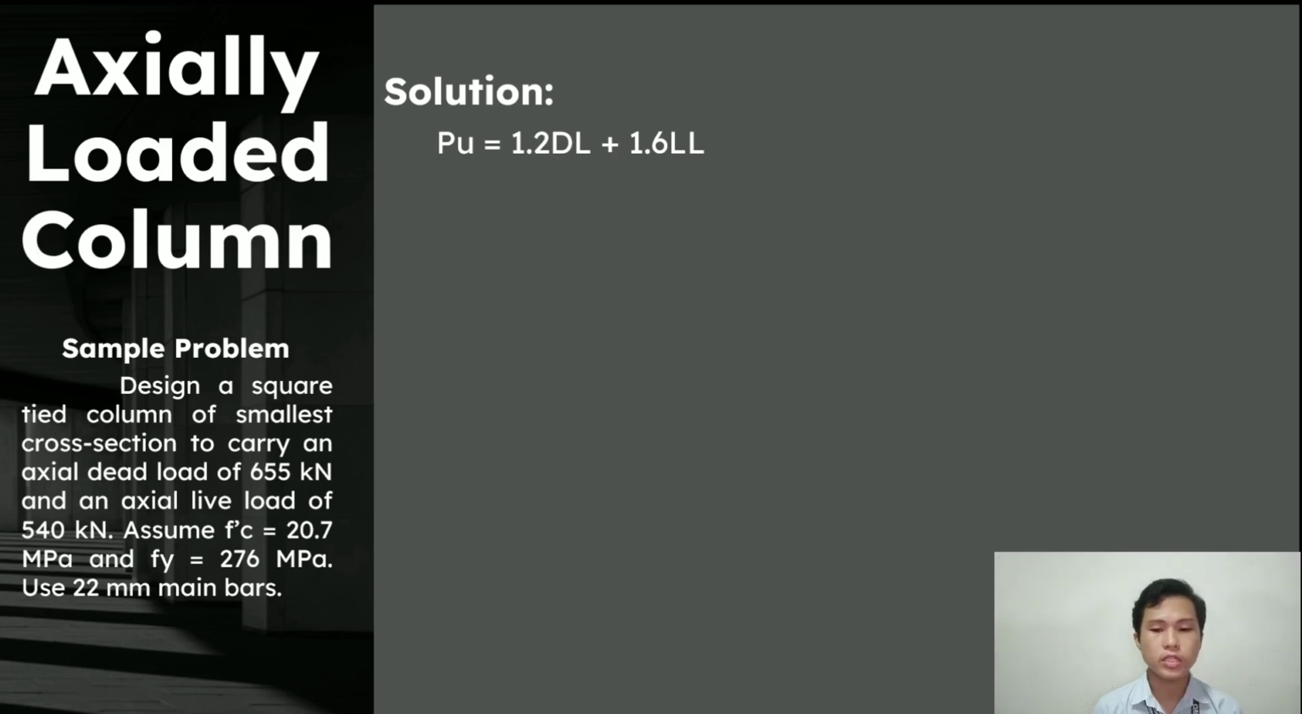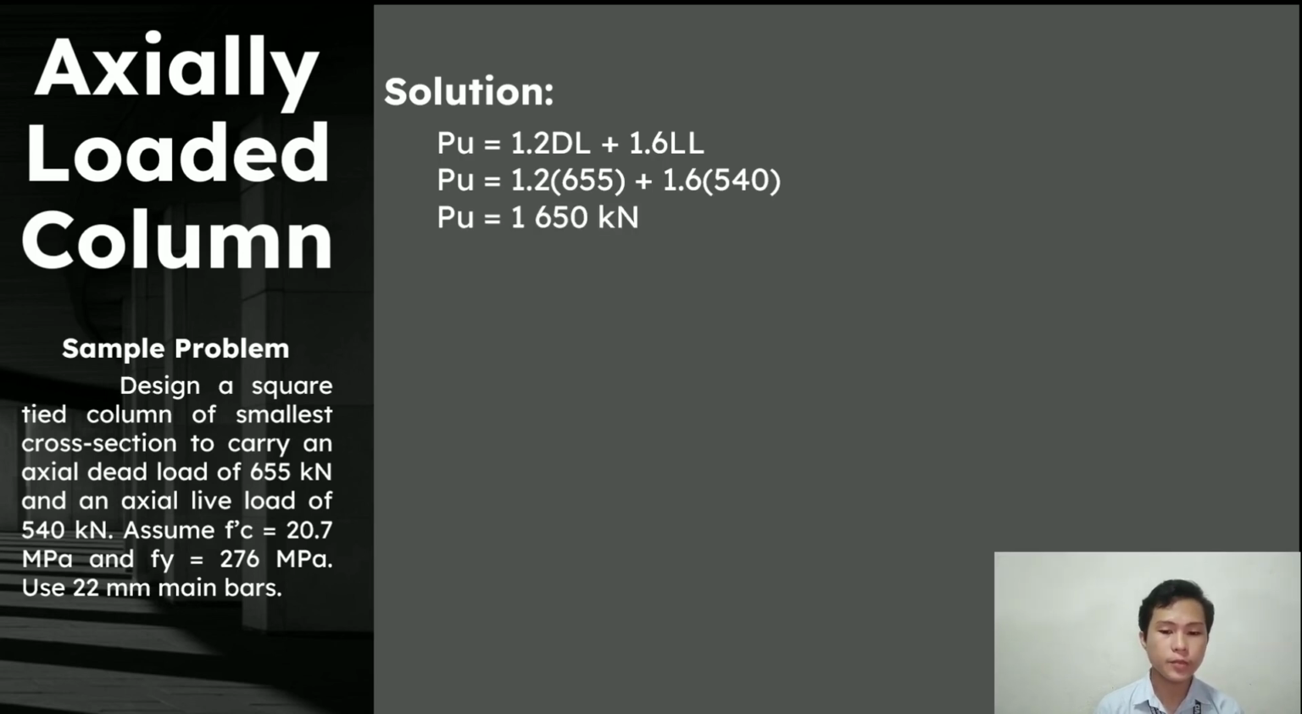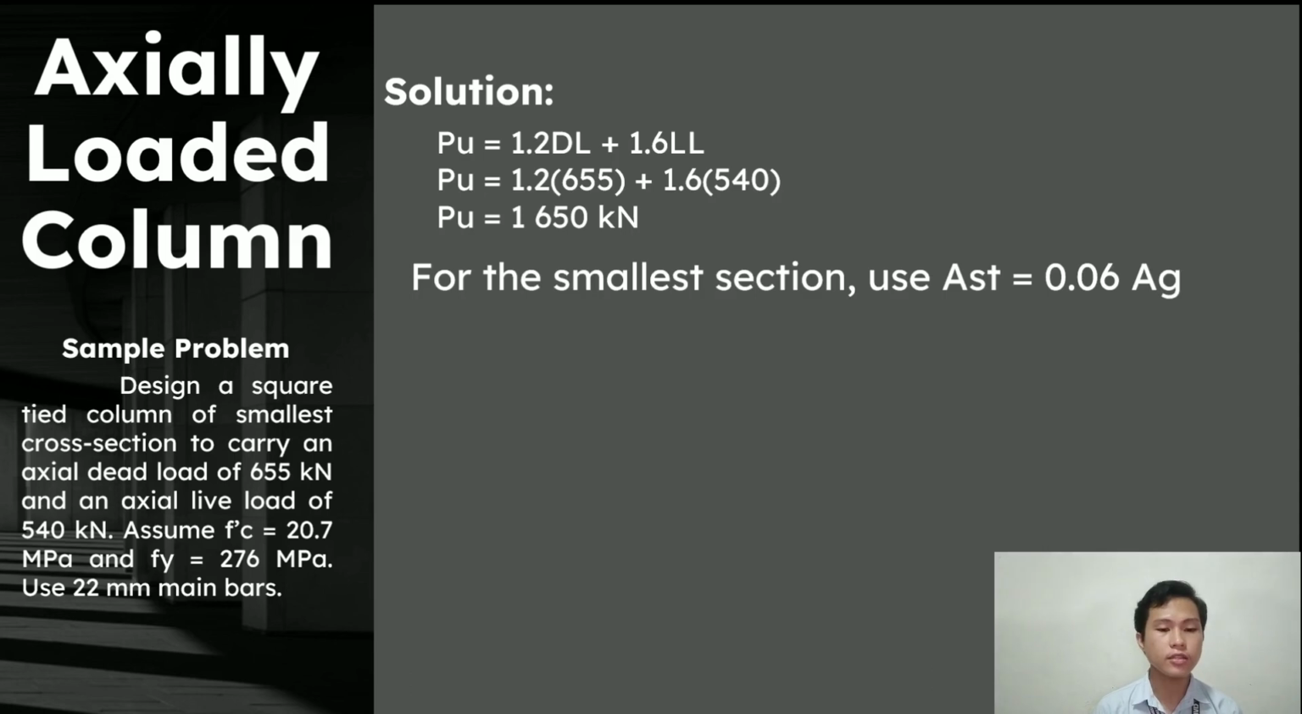which is equal to 1.2 times the dead load plus 1.6 times the live load. By substituting the values, which are 655 and 540 respectively, we'll get Pu is equal to 1,650 kilonewtons. For the smallest section, we'll use Ast is equal to 0.06 Ag.